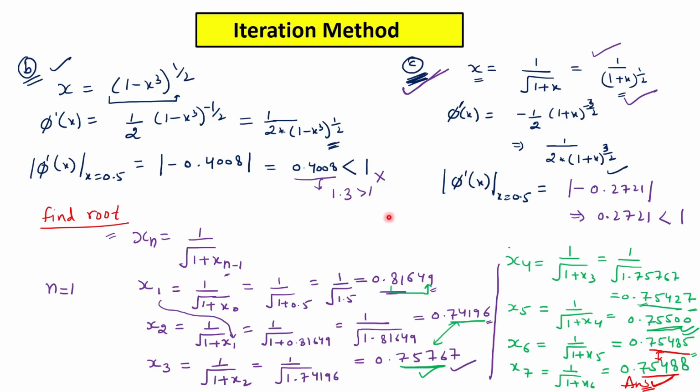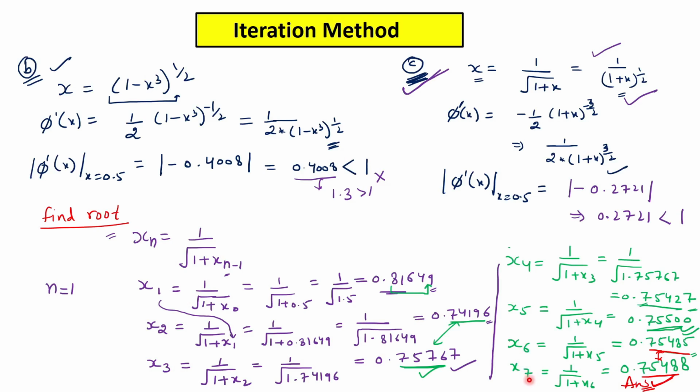And if there are more than 2 forms which are giving me some value lesser than 1, then we have to take x equal to phi x form of that value, whichever is the smallest value. So in our question, this 0.2721 was the smallest value out of all the 3 values. So we took this C form, and on the basis of this form we are finding the various successive roots.